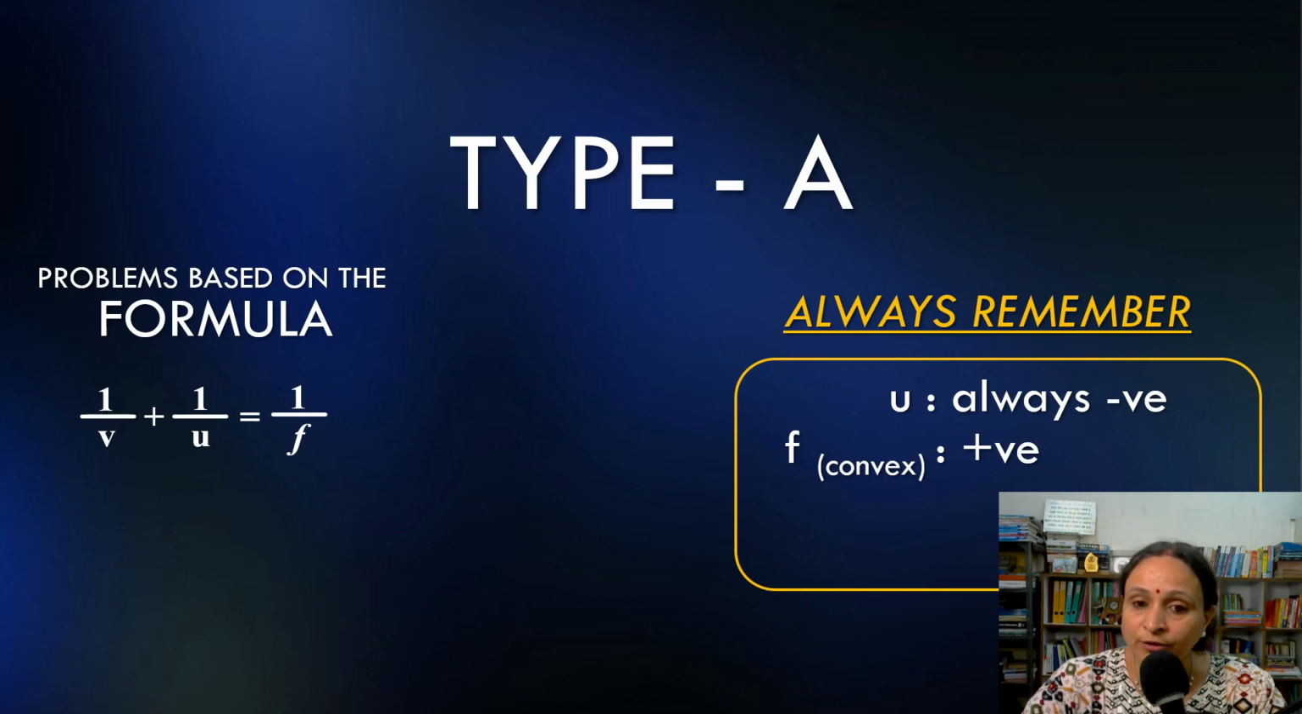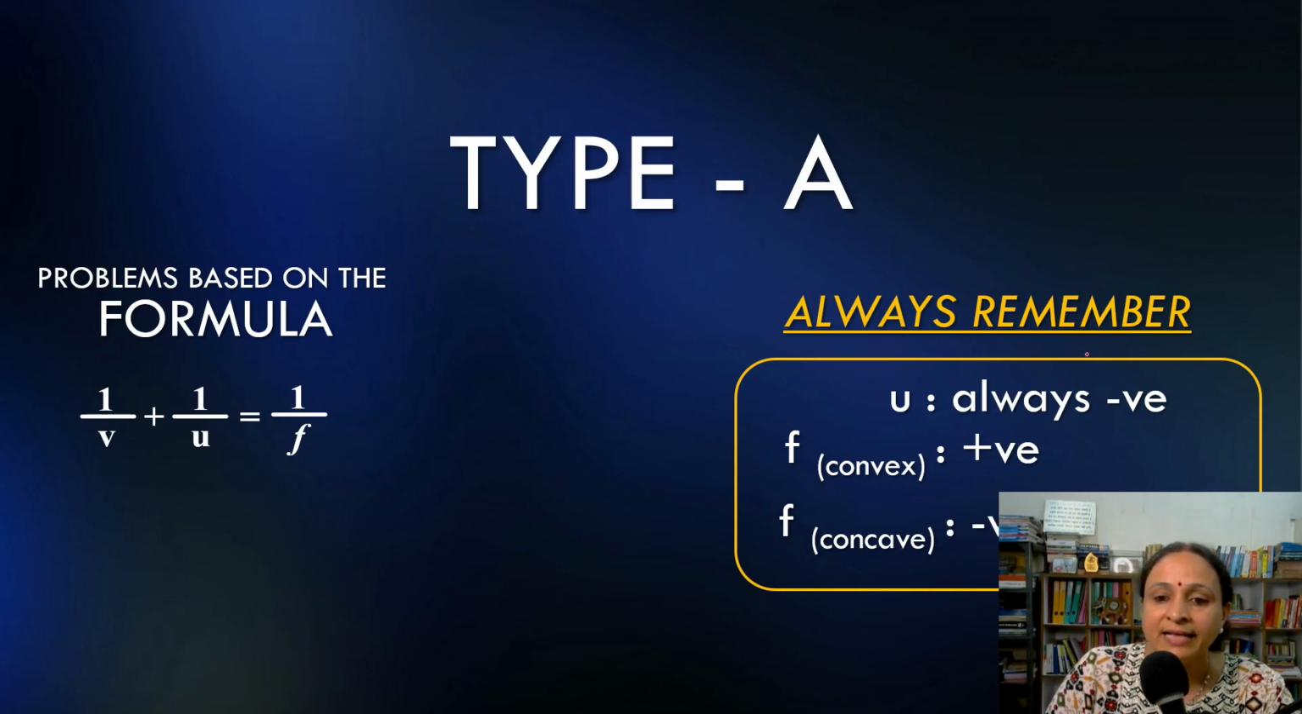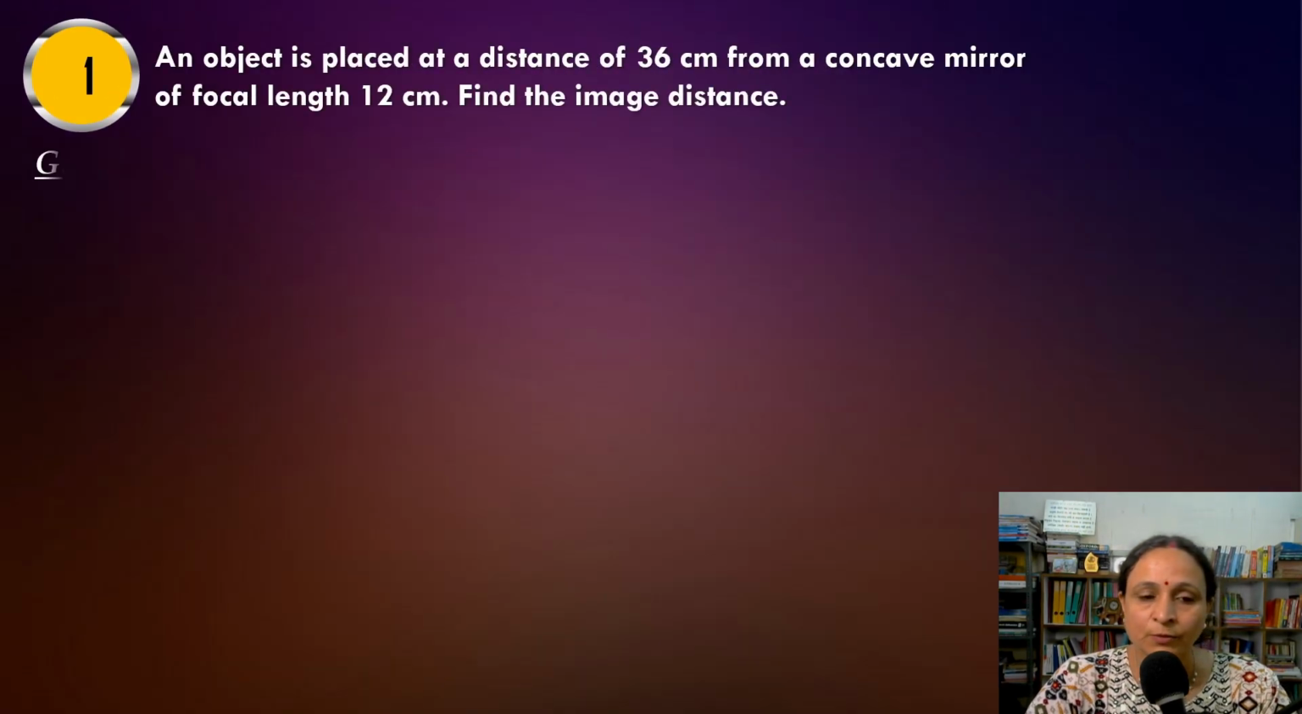F, that is the focal length of a convex mirror, is to be taken as positive, and the focal length of a concave mirror is to be taken as negative. These are the points to remember. Okay, now the first question comes on the board.